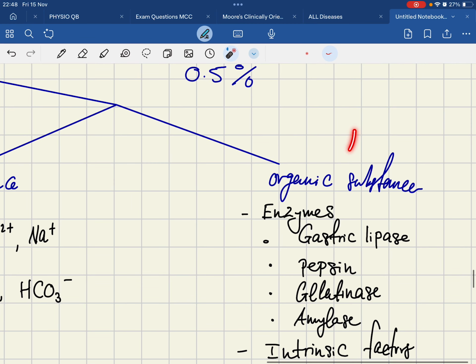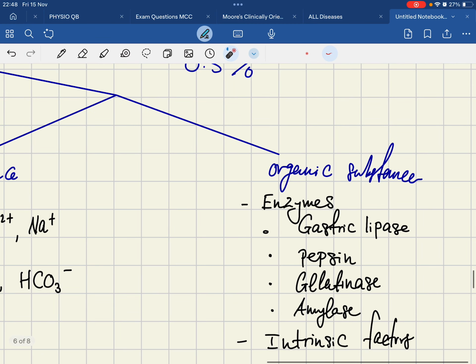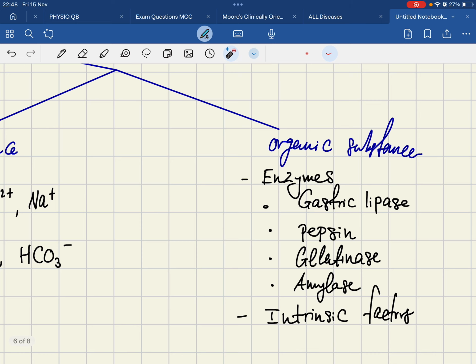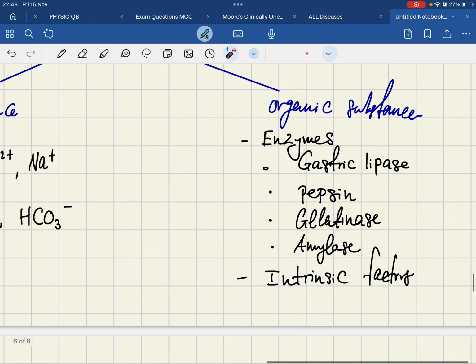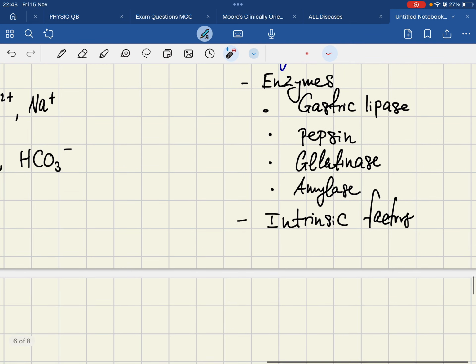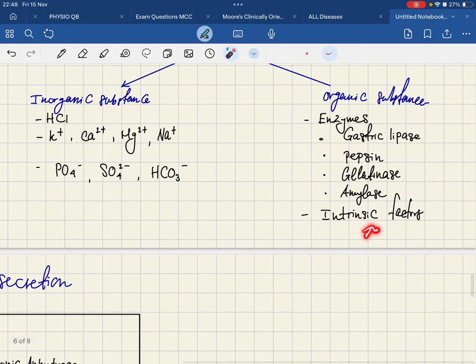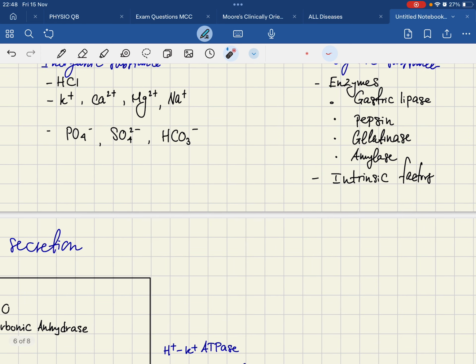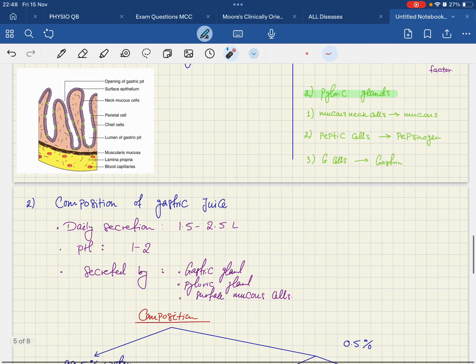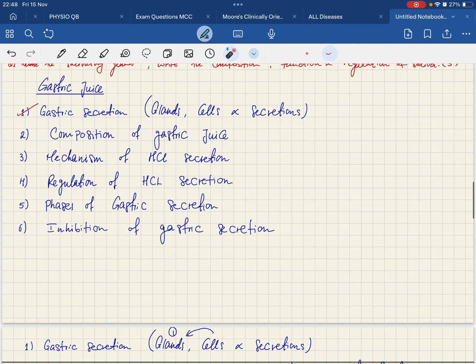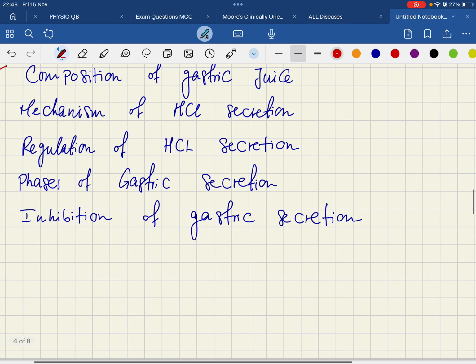Okay, so as for the organic substances, we have enzymes, which are mainly gastric lipase, pepsin, which is the active form of pepsinogen. We have gelatinase and amylase, and then we also have intrinsic factor, which is very important for the absorption of vitamin B12. Okay, so that's it for the composition. Done.